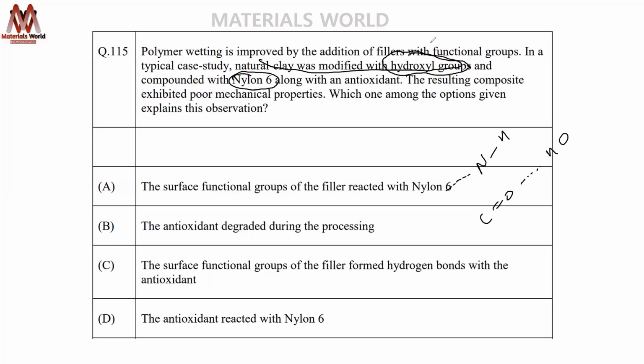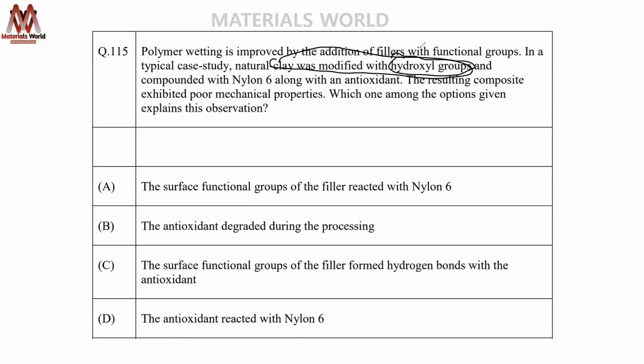So the natural clay has hydroxyl groups. Initially when your nylon is there, nylon has some polar groups, NH and CO, and that will establish hydrogen bonding. Now since this hydroxyl group starts bonding with these polar groups available in nylon, there will not be functional groups available for wetting. Got the point? And that's the reason.